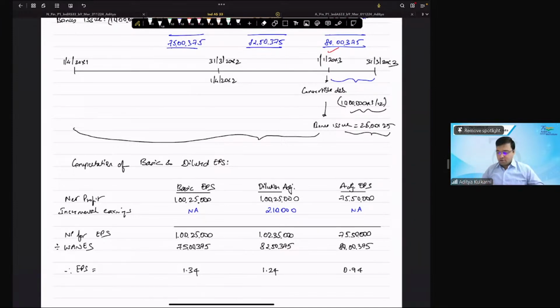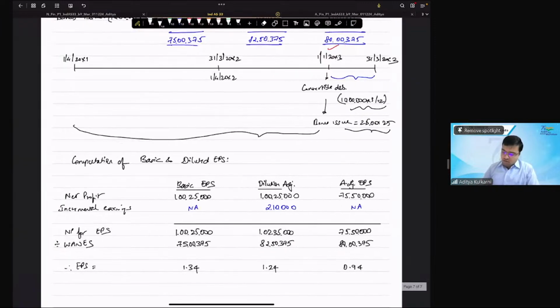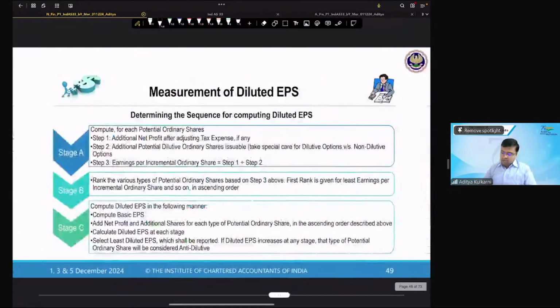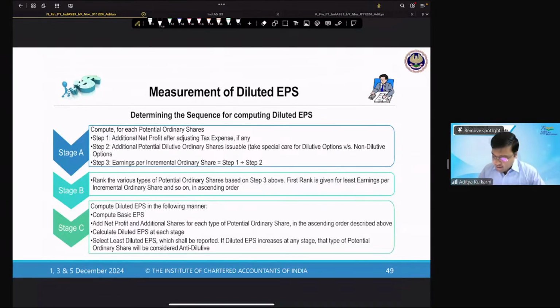All right. Good. So now we move on to the next question. Determining the sequence for computing diluted EPS. This has come as an examination question once. So from that perspective, yes, it's important.